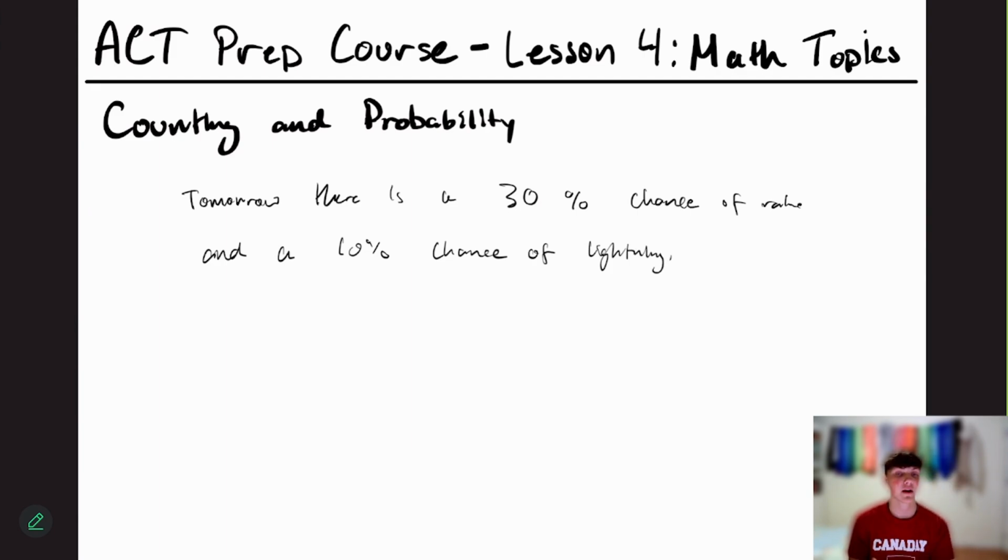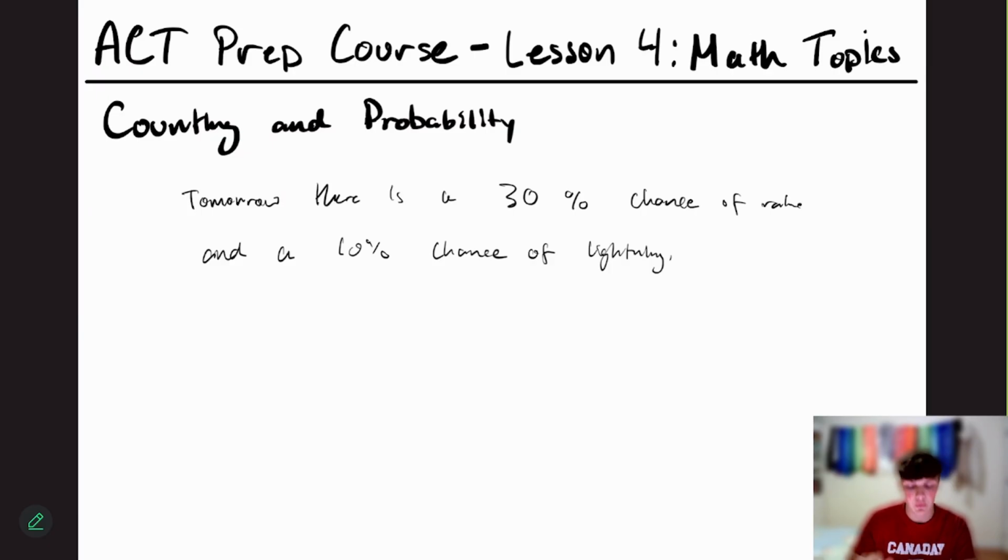Here's my question. What's the probability that it both rains and lightnings tomorrow? Or there is rain and lightning tomorrow? The weather forecast tells us there's a 30% chance of rain and a 10% chance of lightning. Here's how you do it.